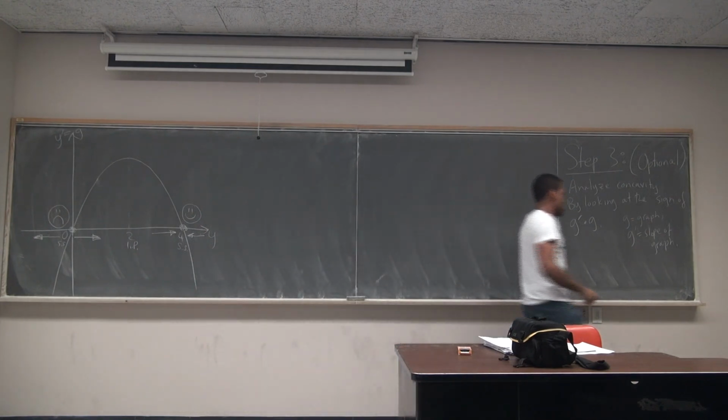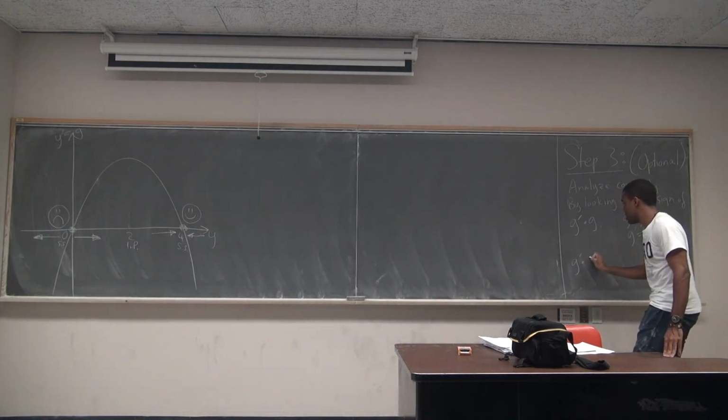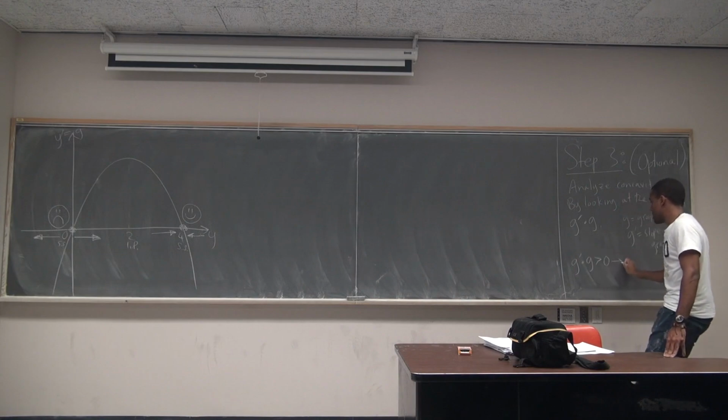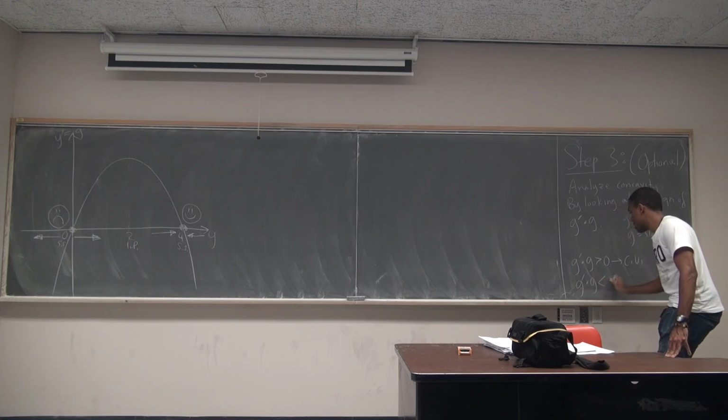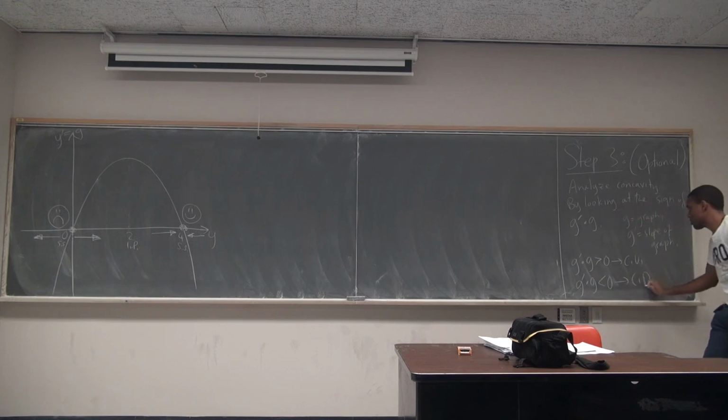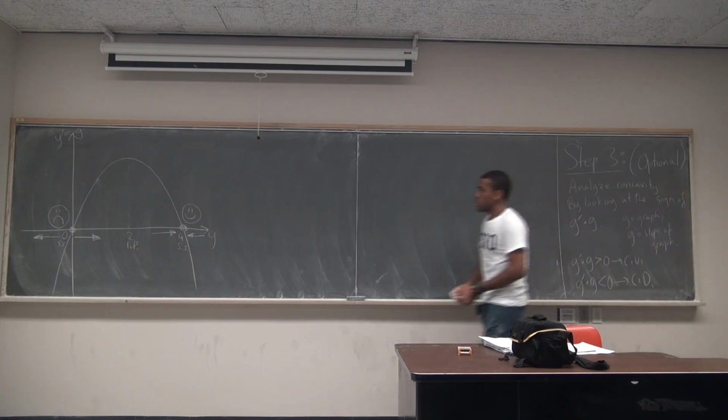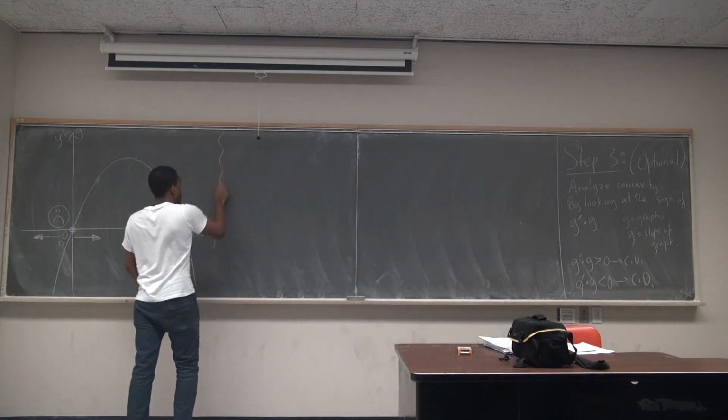So here's what the analysis means. If G prime times G is positive, that means concave up. If G prime times G is negative, that means concave down. So I'm actually going to do that, and I'm going to keep track of it in a table.